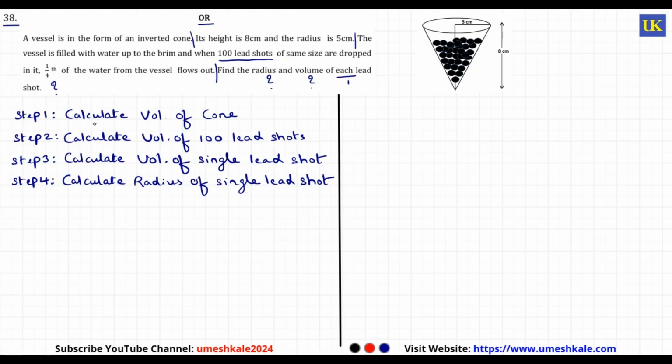So step one, we will calculate the entire volume of the cone. Then in step 2 we'll calculate the volume of 100 lead shots, so the total volume of all the 100 lead shots. Then in the third step we will calculate the volume of a single lead shot. Then in step 4 we will calculate the radius of one single lead shot. So this is how we will be solving this question.